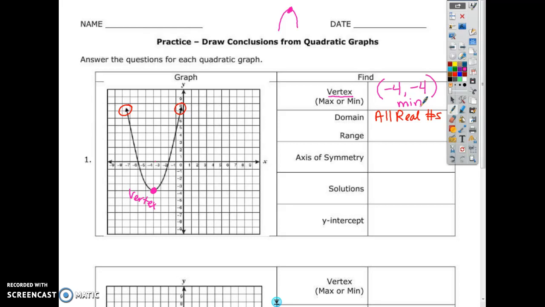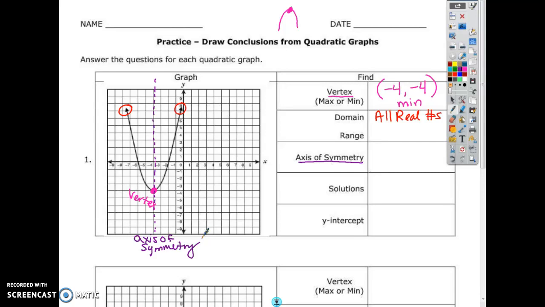Okay? Once you find the vertex, you also found the axis of symmetry and vice versa, because the axis of symmetry cuts the parabola in half. It's an imaginary line that cuts it in half, so I'm going to write right here axis of symmetry. Now you need to be writing all this down, so if I'm going too fast, you know what to do. Pause the video and write the stuff down.